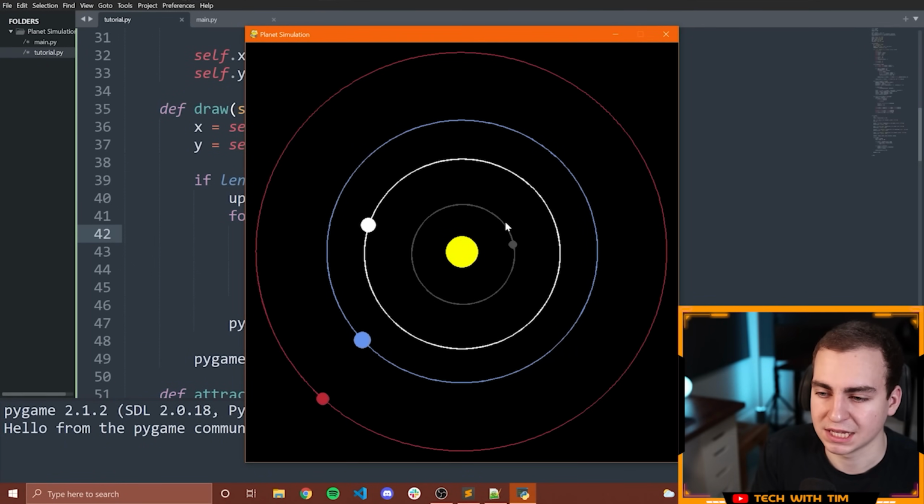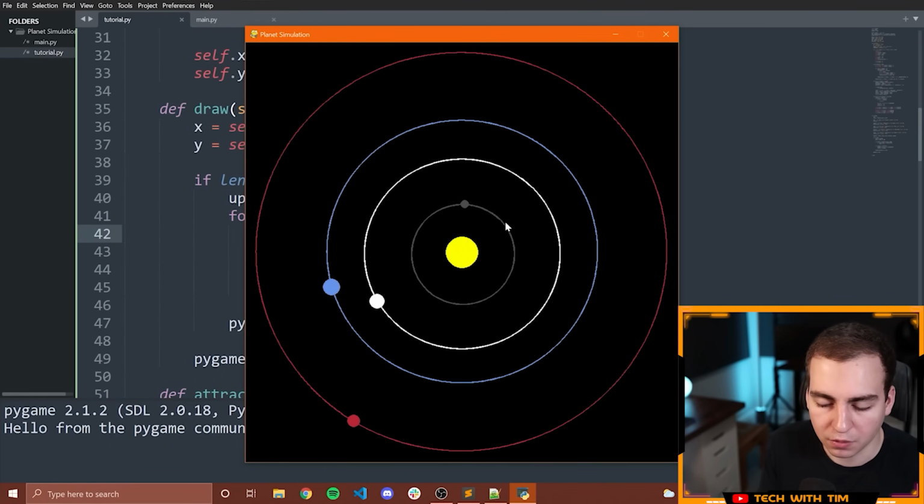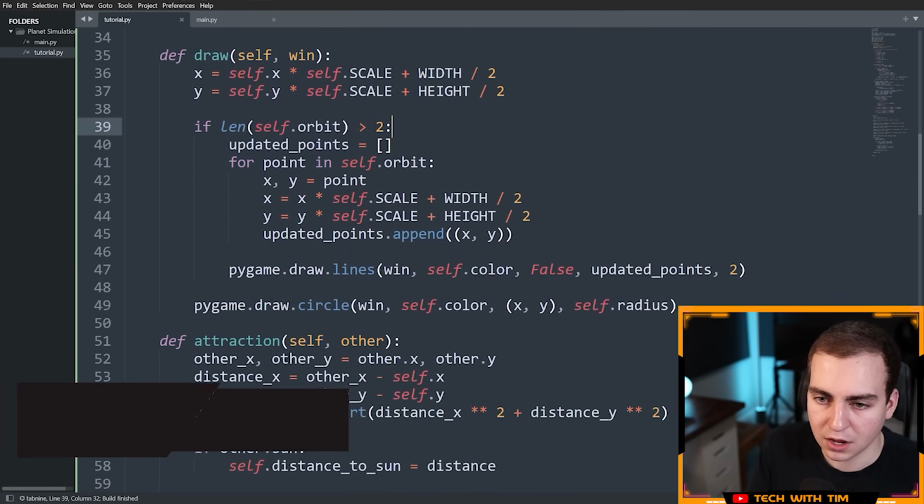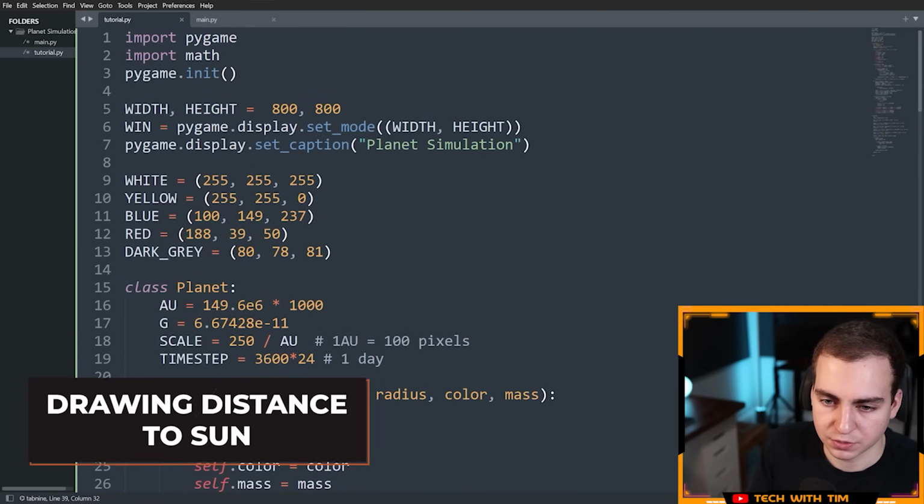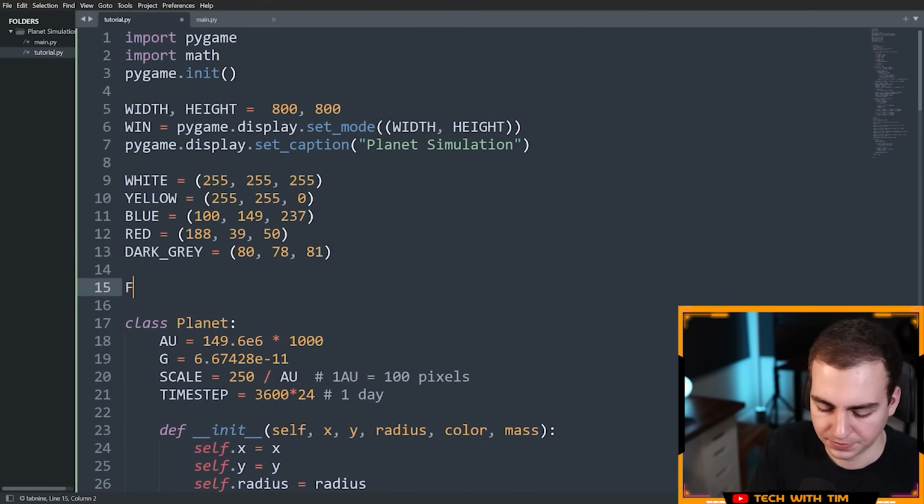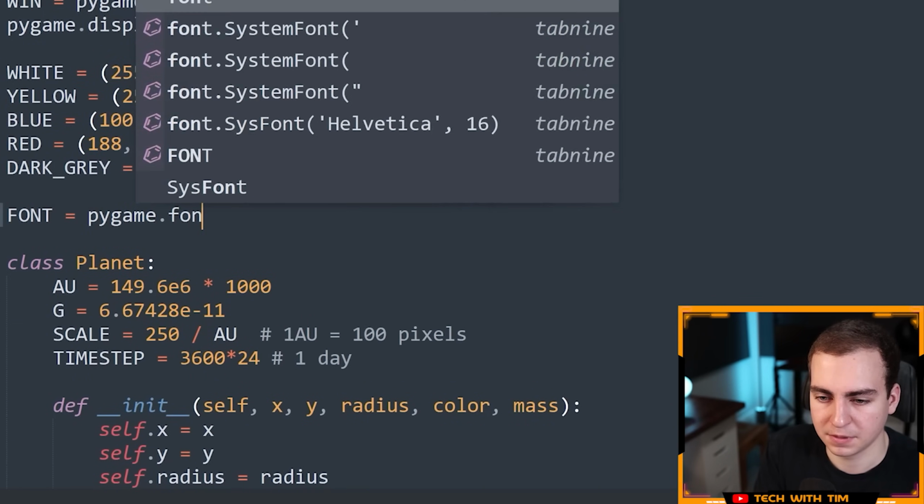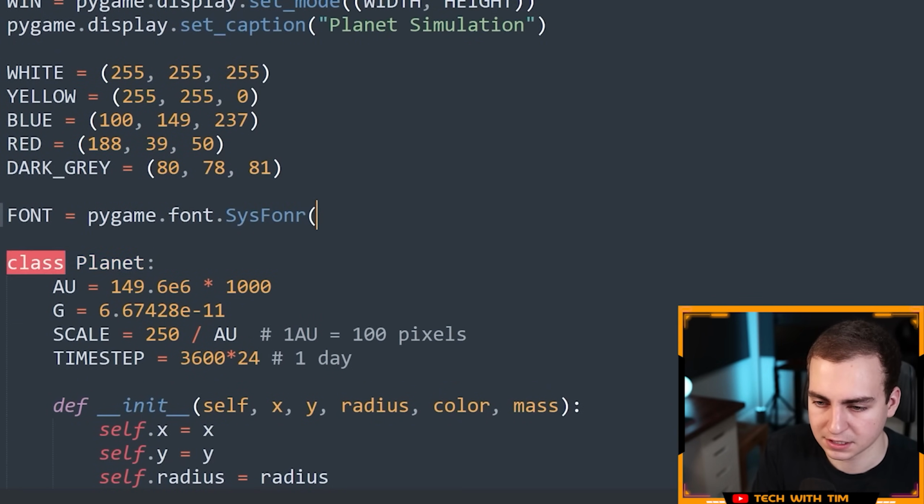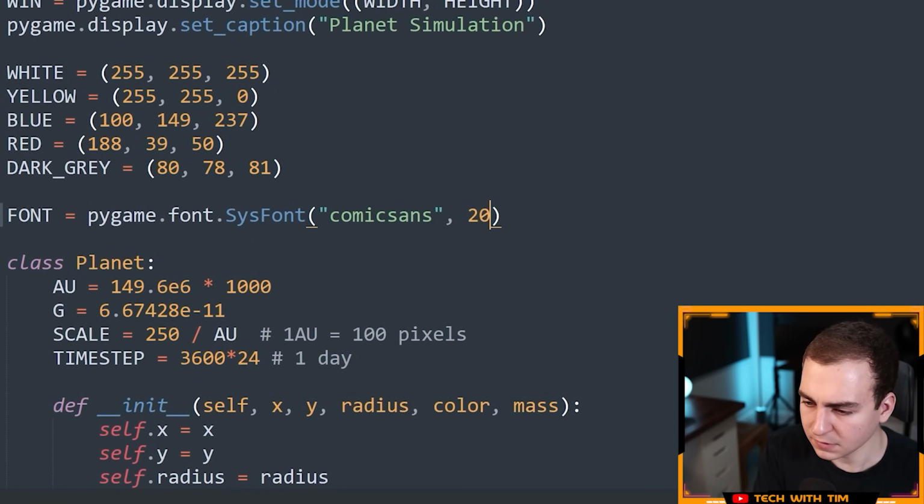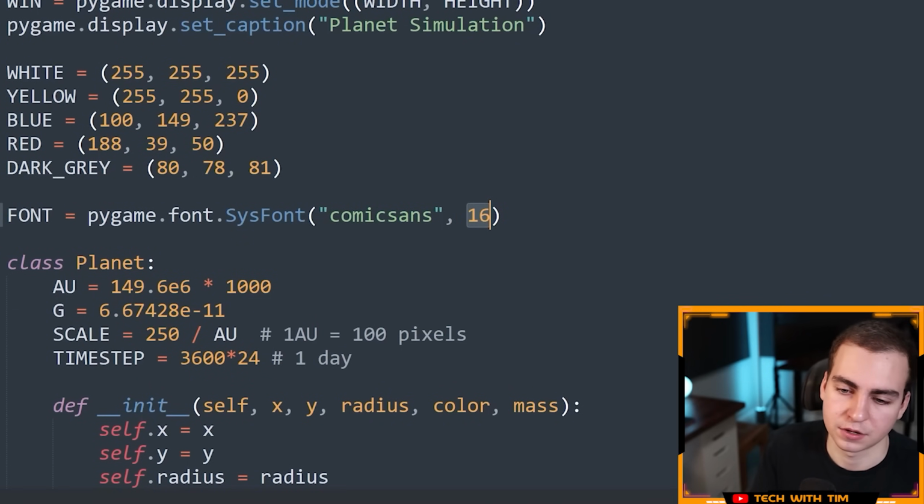Now, what I want to do is implement the distance to the sun just to show you that this is not a perfect circle. It is actually elliptical. I know it looks like a perfect circle, but since the scale we're drawing this at is so small, you can't really see the ellipticalness of the orbits. Okay, so now what I want to do is also draw that distance on top. So to do that, I need to initialize a font in Pygame. So I'm just going to say font is equal to pygame.font.SysFont like that. And I'm going to pass inside of here Comic Sans as my font. And for the font size, we'll just go with something like 16. So this is the font you want, and this is the size. Okay, that's how you initialize the font.